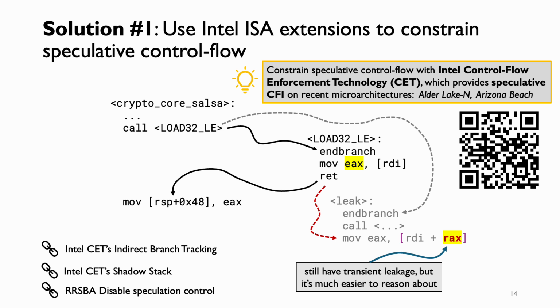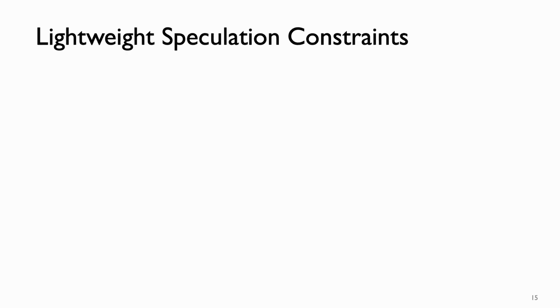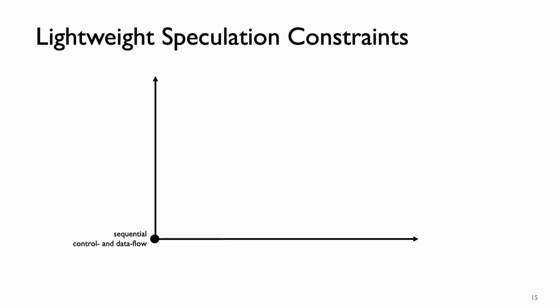So indeed, after enabling these constraints, the secret still transiently leaks, but at least now it only leaks along a single path rather than many. Before we move on to our second challenge, I'd first like to visualize Serberus's hardware speculation constraints. Transient control flow and data flow can be modeled as a two-dimensional plane where the origin represents only sequential control flow and data flow.